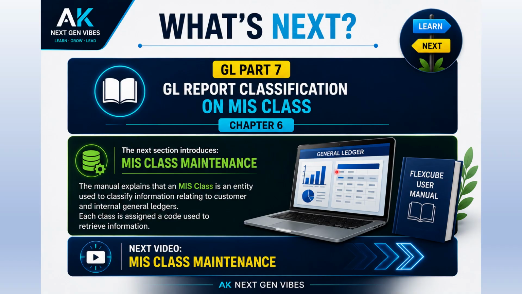That brings us to the end of GL Part 6, GL MIS Linkages. In the next part, we move into Chapter 6, GL Report Classification on MIS Class. The next section introduces MIS class maintenance. The manual explains that an MIS class is an entity used to classify information relating to customer and internal general ledgers. Each class is assigned a code that can be used to retrieve information. So in the next video, we'll explore MIS class maintenance.